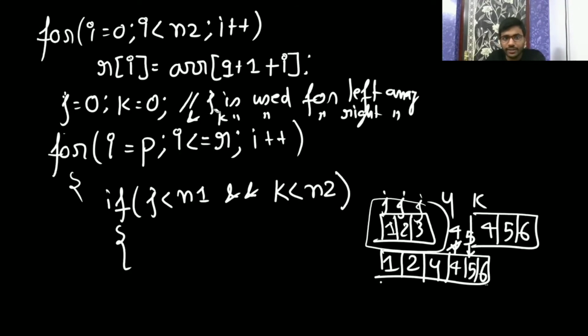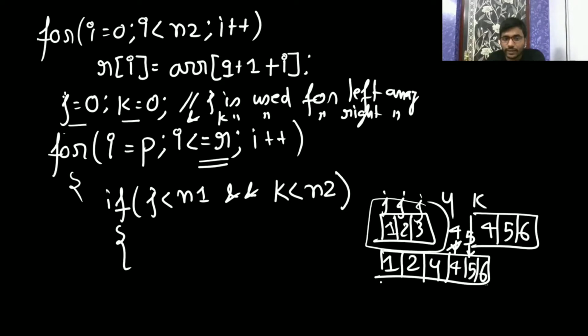Now storing is done. Now I will use j equal to 0 and k equal to 0. Two indices: one index is used for the left array, another for the right array. Now for i equal to p, because it is going to run from p till r, because the array size is from p to r, and it will increment in steps of 1.